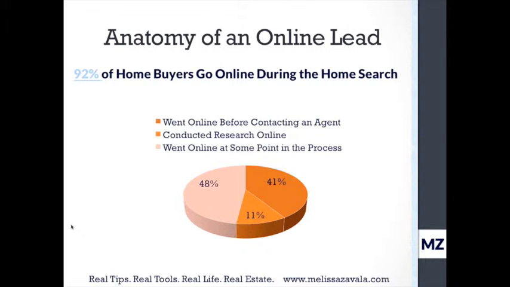And 48% went online at some point during the process. So maybe after they already wrote an offer, they went online to look at other things, or even after they're working with a real estate professional, they're still going online. Extremely common, as you know. They're saying, well, you didn't show me this house, and it shows on Zillow that this house is available. So that's that other 48% that's going online at some point during the process, maybe checking up on you that you showed them everything, or just because they want more information. Those are the kinds of people that are looking online, and it's 92% of home buyers. That's a pretty significant percentage. So certainly you want to be there so they can find you.